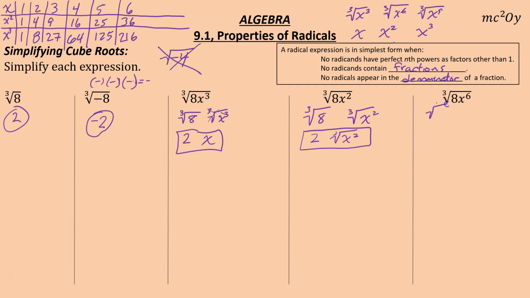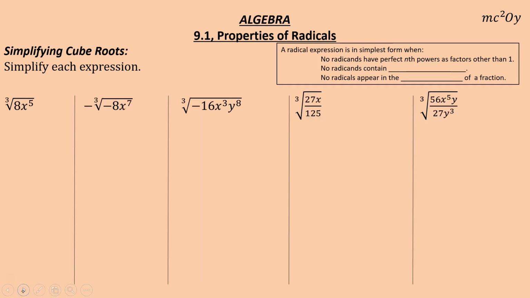This one here, cubed root 8, cubed root x to the 6. Well, cubed root 8 is 2, and we've just talked about this, right? It's a power of 3, or it's a multiple of 3. How many 3s go into 6? Well, that's 2. So this is x to the second. Okay, 2x squared. All right, that's a quick lesson on cubed roots.